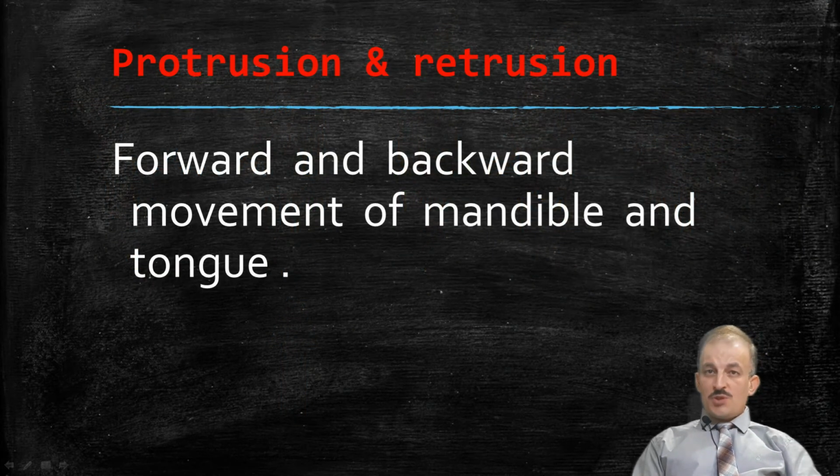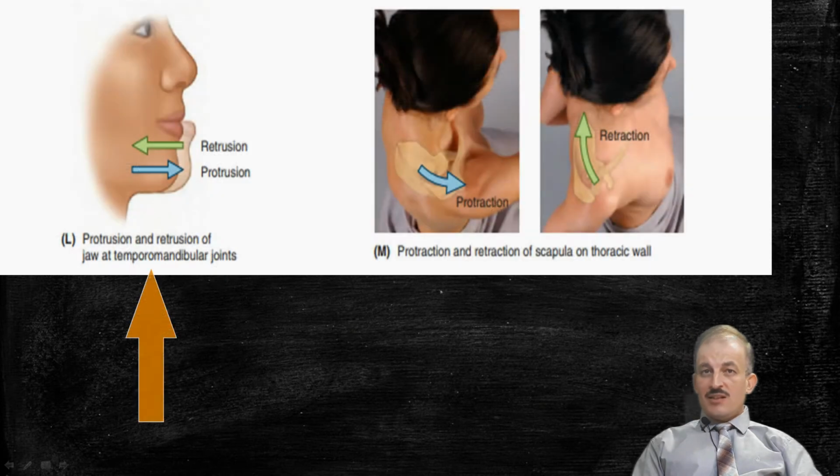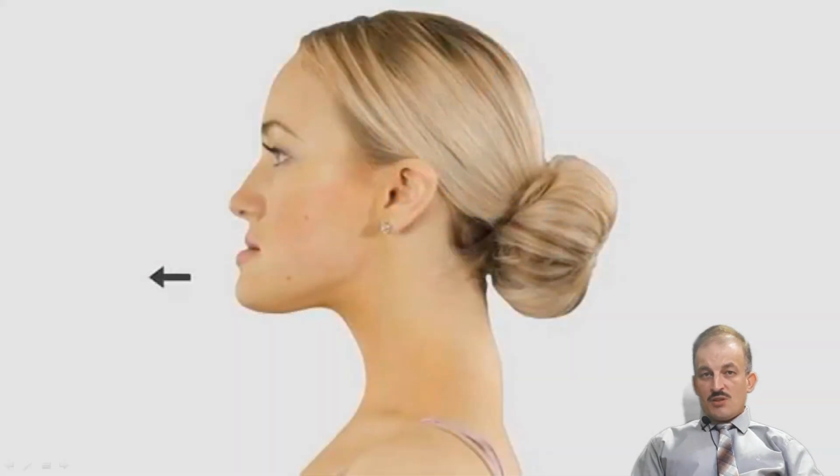And now protrusion and retrusion. These are the forward and backward movements of the mandible and tongue, as in this figure. Protrusion of the mandible or of the chin. Retrusion.